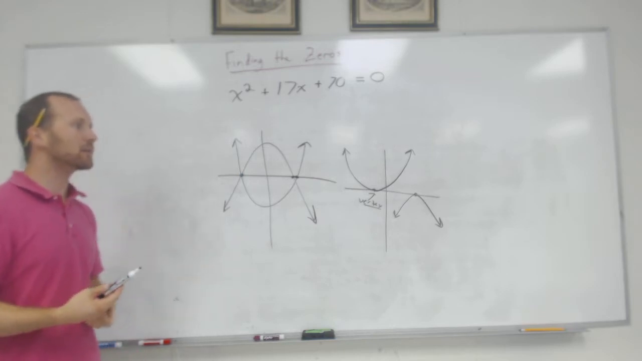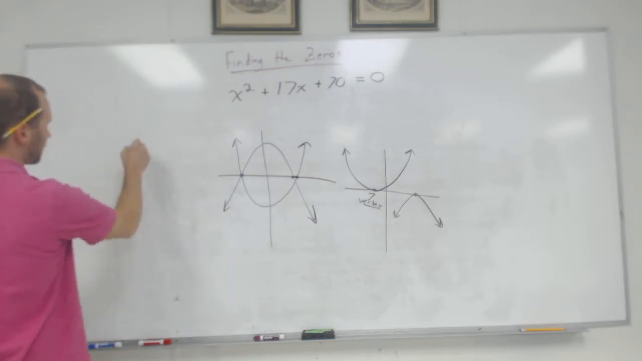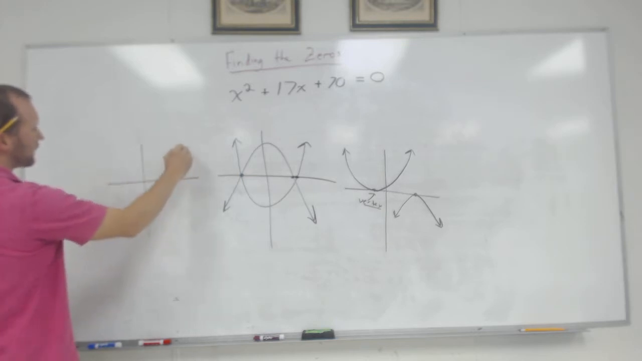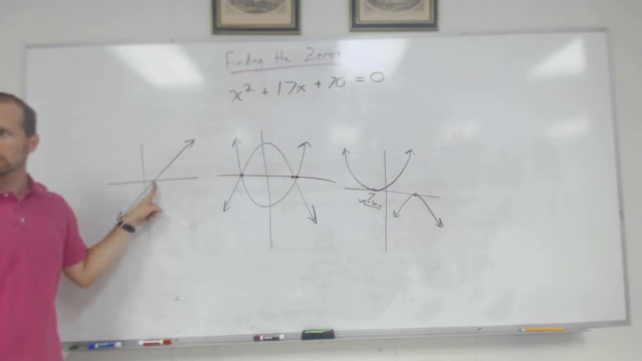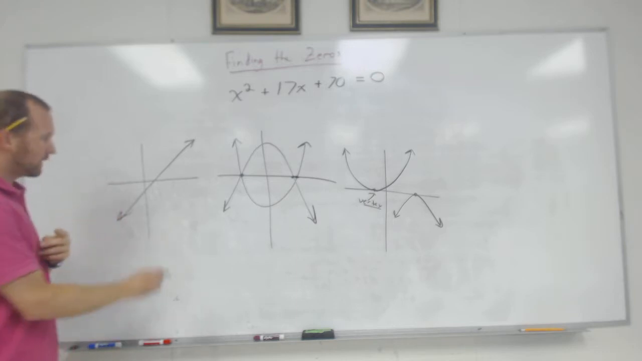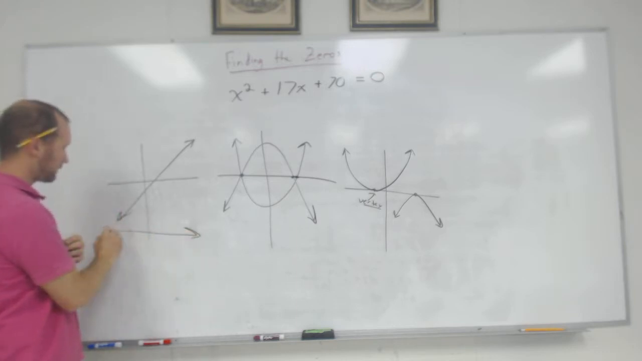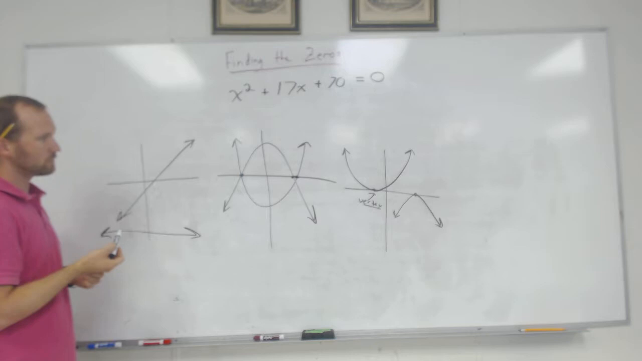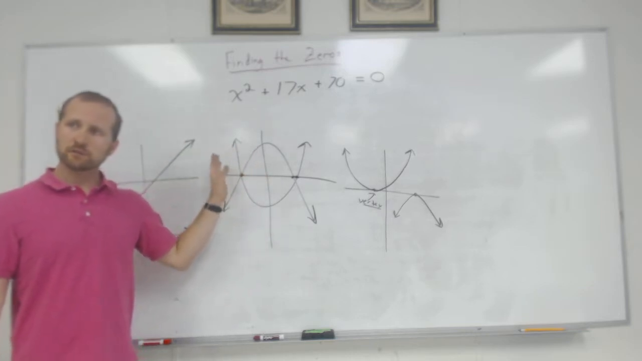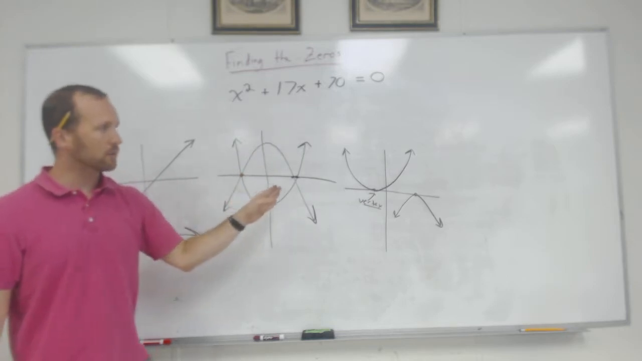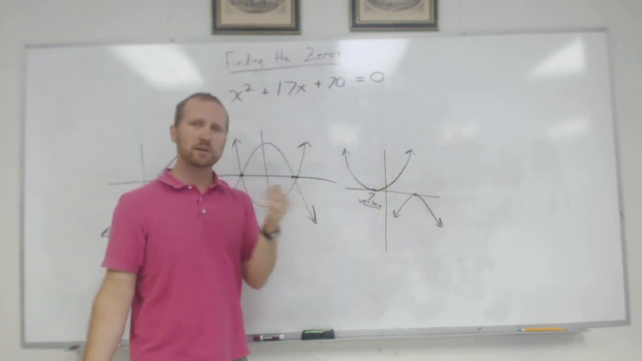And I like the way you're thinking, because right now, all you guys know how to graph really are lines, right? Lines pretty much always have 1 x-intercept. There's only one type of line that doesn't, which is a horizontal line, right? And then parabolas, they could have 2 x-intercepts like this. They could have 1. And there's actually a third possibility.